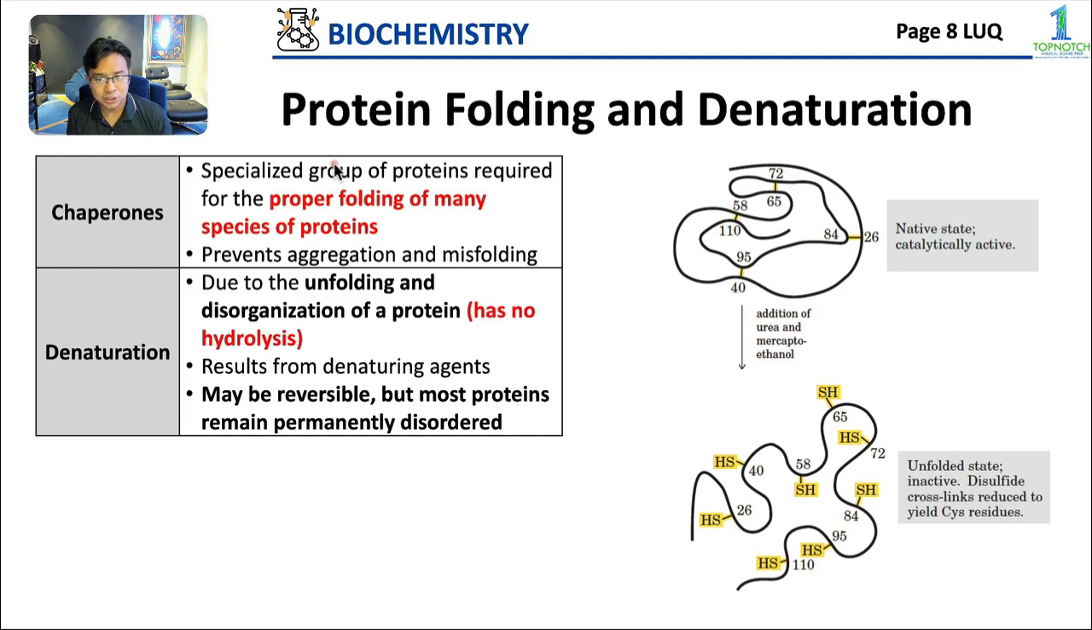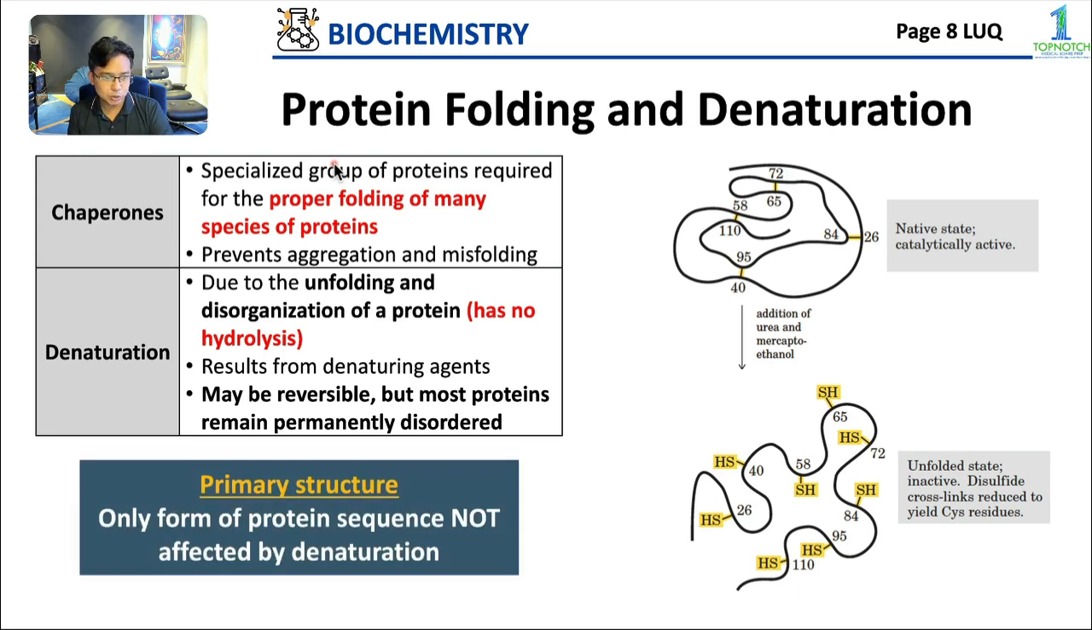Now, in denaturation, as mentioned a while ago, it is due to the unfolding and disorganization of the protein, pero wala kang hydrolysis. Therefore, the primary structure is maintained. There is no destruction of your peptide bonds. And they're mainly done by your denaturing agents. They may be reversible, but most proteins are permanently disordered after denaturation. Again, guys, primary structure is the only form of protein sequence not affected by denaturation.